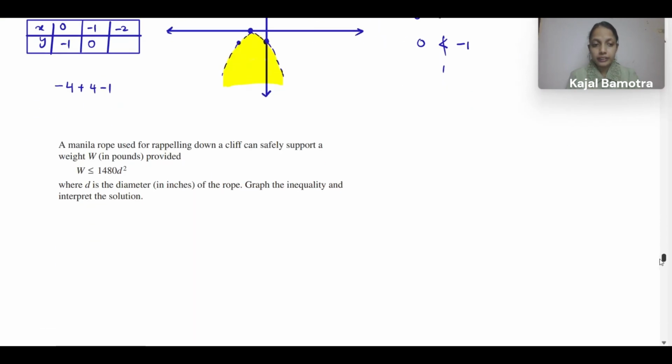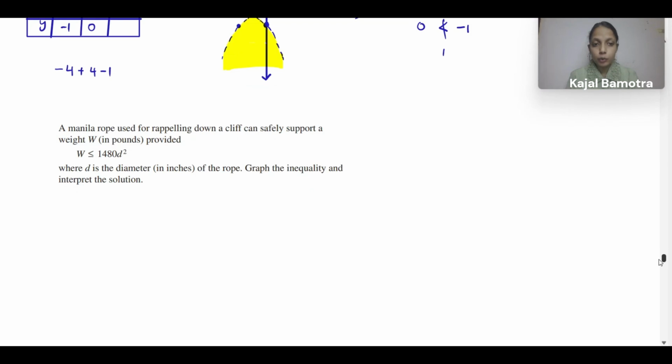Next question is: a manila rope used for rappelling down a cliff can safely support a weight W provided W is less than or equal to 1480 d square, where d is the diameter of the rope. Graph the inequality and interpret the solution. So first we have to graph it. Let's see, W is less than or equal to 1480 d square. I'm trying to draw it.